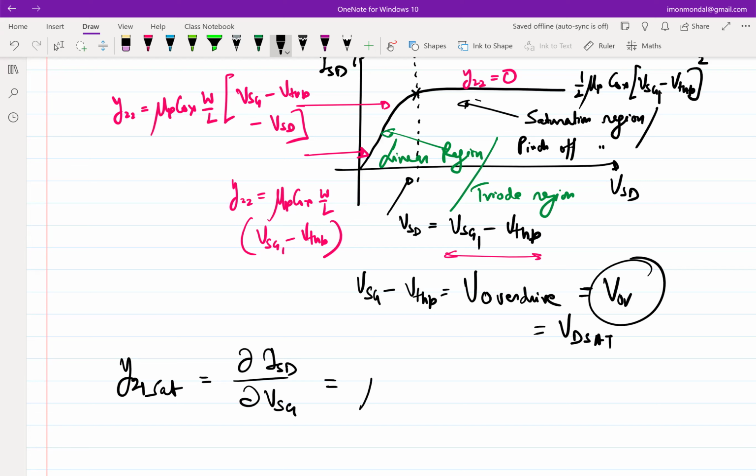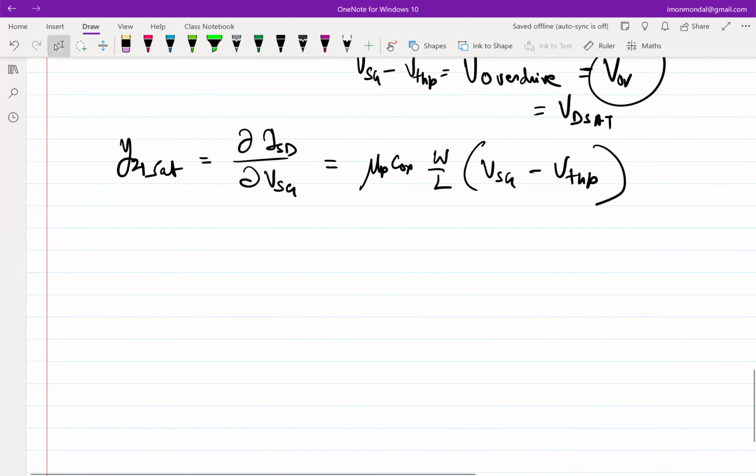Yes, it will be mu P Cox times W by L times VSG minus threshold voltage. Okay, fine. So let's put the model together. So what does our incremental model for a MOSFET look like?